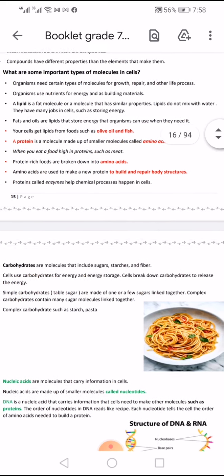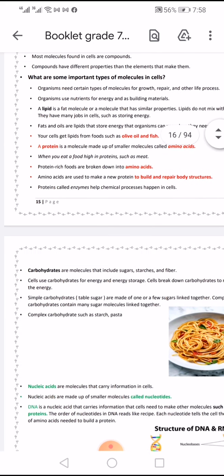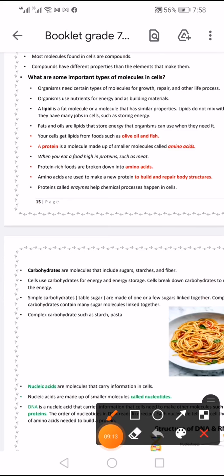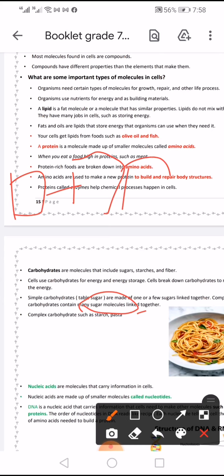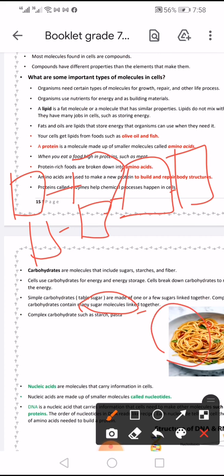So what about complex? Complex carbohydrates such as pasta, pizza, and starch contain many sugar molecules linked together. So we have two types of carbohydrates: simple and complex. Simple, like table sugar, consists of few sugars linked together, while complex consists of many sugars linked together. Complex carbohydrates are like pasta, starch, and so on.